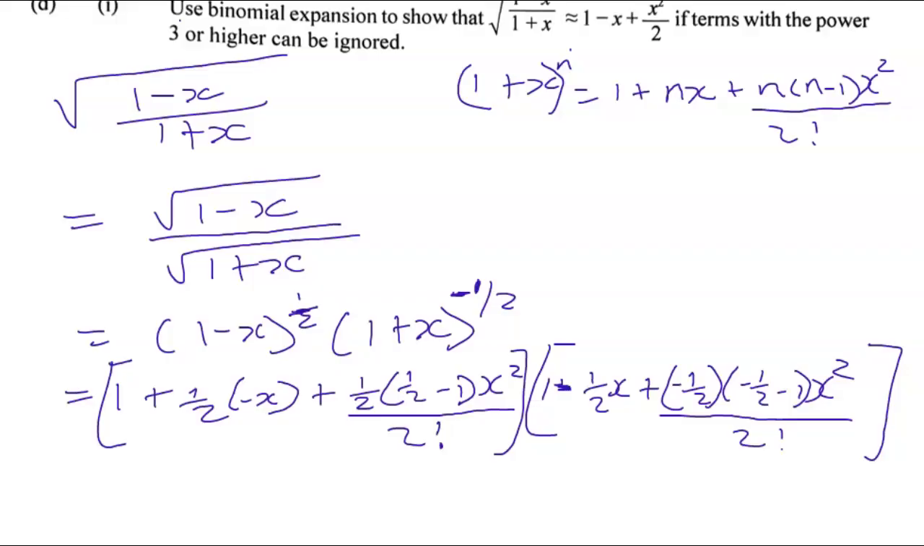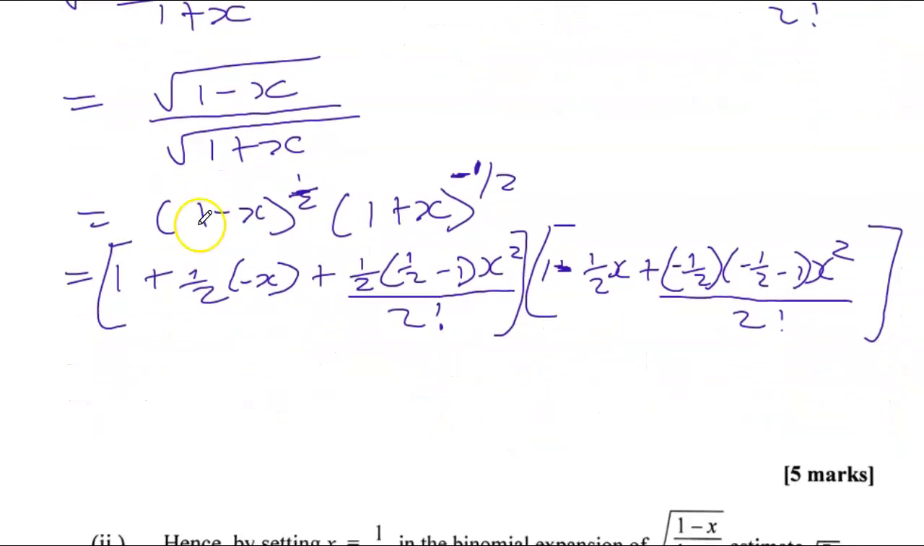So we're stopping at the second power of x. Let's see if we can simplify. For the first bracket, what we have now is 1 minus half x. Then half minus 1 is negative half, so we have half times negative half. That's negative a quarter, divided by 2, that's negative 1/8. So this is negative 1/8 x squared.